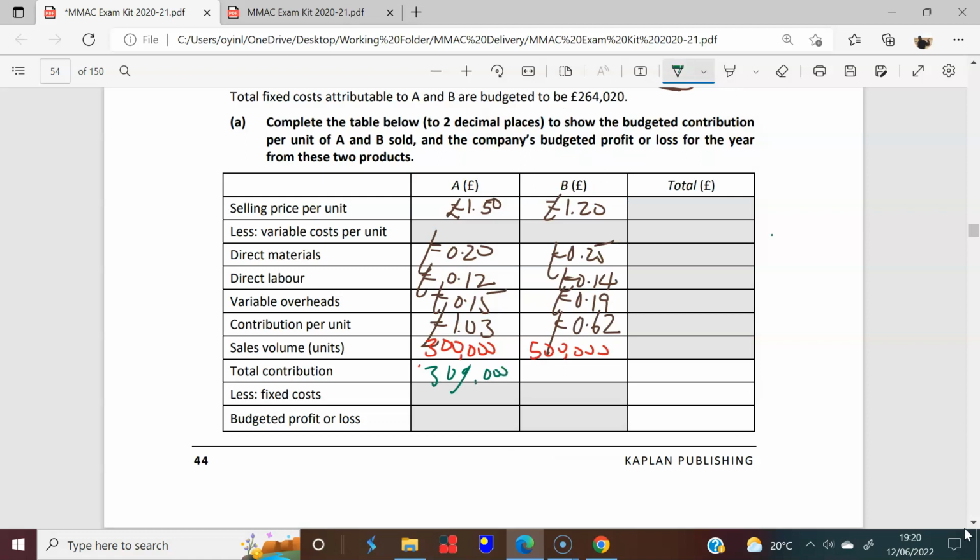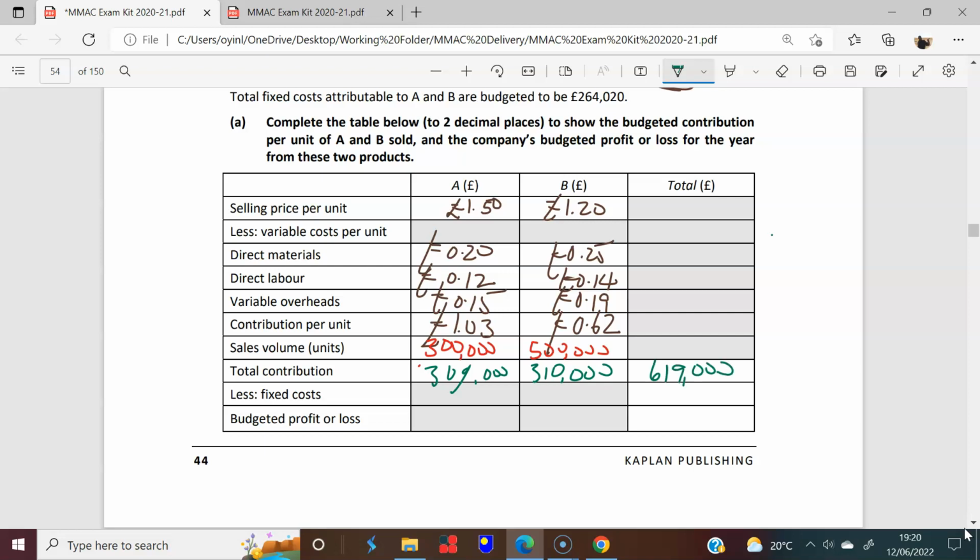And here we have 500,000 times 62p, which is 310,000. Right, so we can find the total of that plus 309,000. That's 619,000.